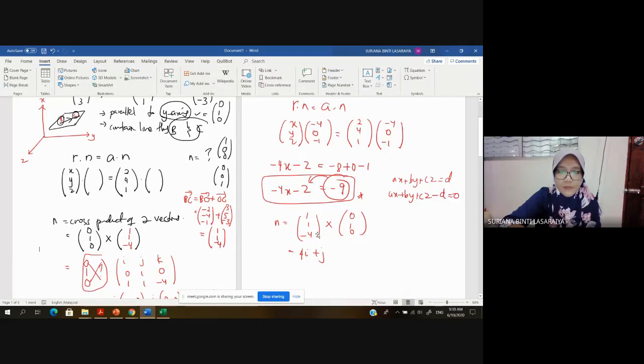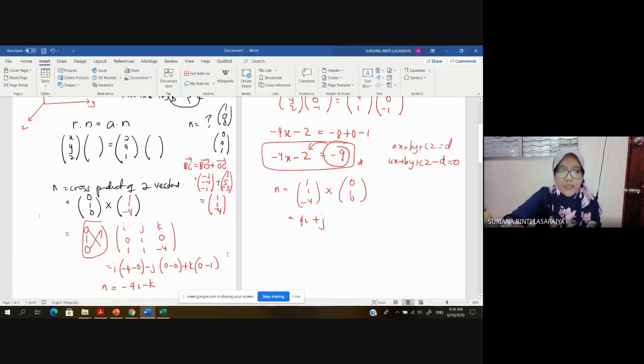So don't be confused if one of your friends suddenly says they got negative, but why did you get positive? Sorry, this one should be k. This one should be k, 4i plus k. Okay? So n is in terms of positive. If from here you take out the negative, it is also the same. 4i plus k. So these are the same, because when you do the calculation above, you will end up with the answer 4x plus z equals positive 9.